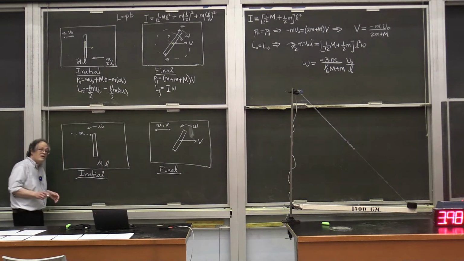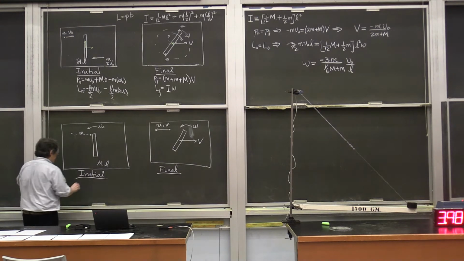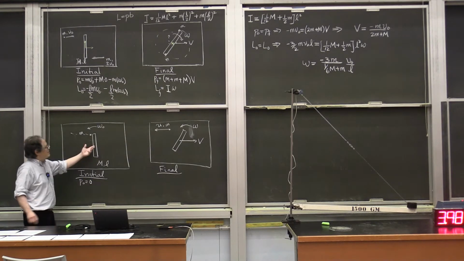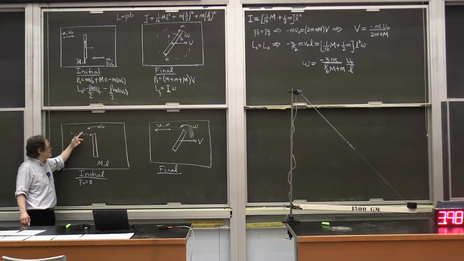Which means that all three conservation laws apply to this system, which is why I want to do this example. That means I should write down the initial momentum, initial angular momentum, and initial energy. The initial momentum is 0 because the center of mass of this rod doesn't move, and this mass doesn't move initially.